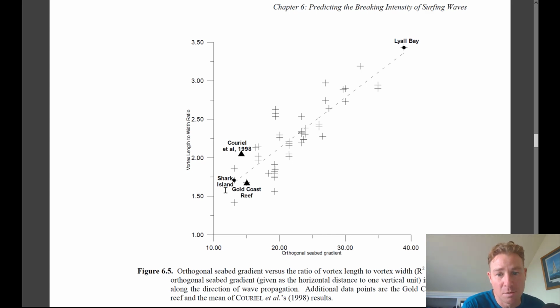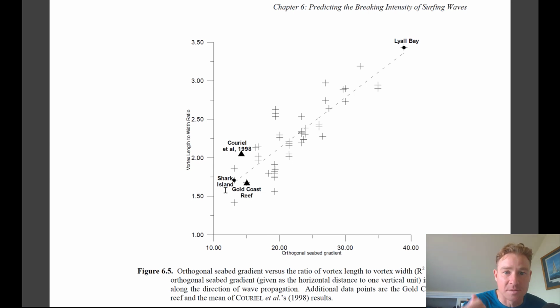So when you have a low orthogonal seabed gradient, meaning it changes depths really quickly, that's essentially what it means. And you have a vortex length to width ratio that is very low, meaning the length is almost even with the width. So that's what that means. The length and the width are really close proportionally. When you have that and a low orthogonal seabed gradient, you have a really intense breaking wave.